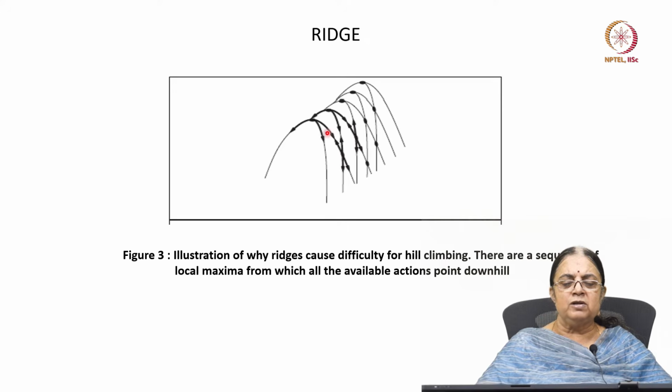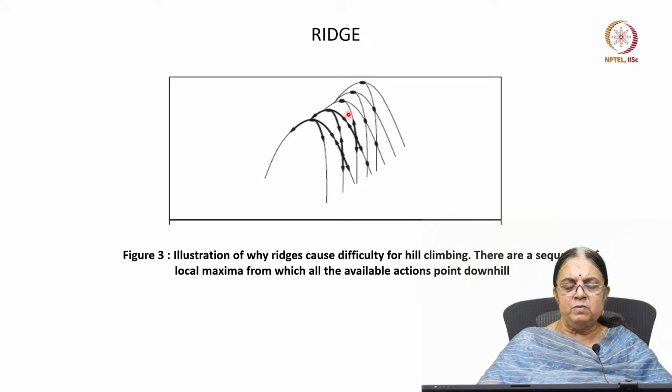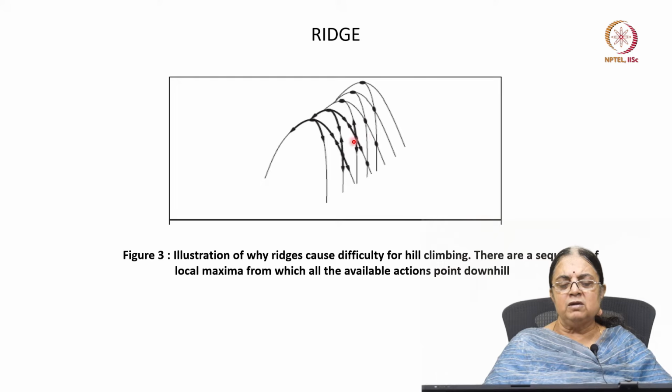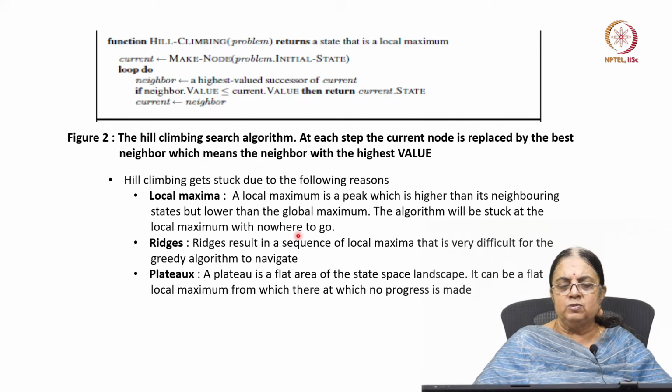Now if we look at this, this is what we call a ridge. So you have the points here where all these points have the same objective function, and all the points on either side of this will have an objective function which is lower than these. So what will happen is this will be like a local maxima, and it will be stuck in the local maxima in whichever direction it goes. So this is another problem which we have.